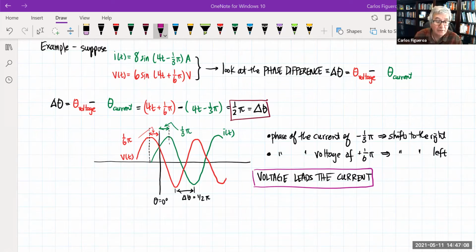What I want to do here is something different. I want to show you why we need to go into the phasor form. Okay, so let's go look at this here.